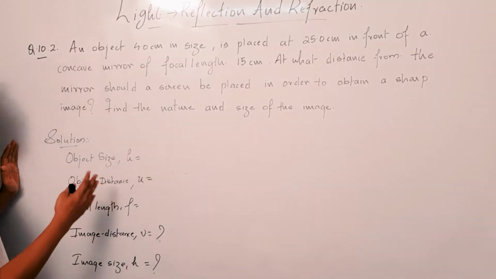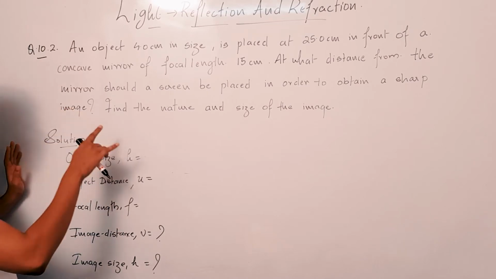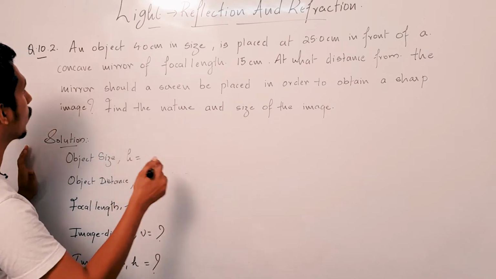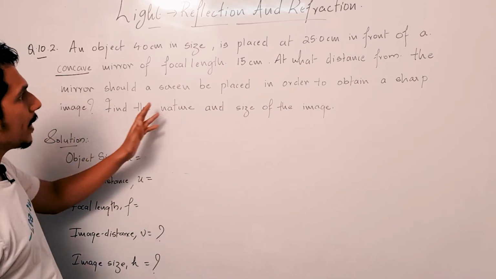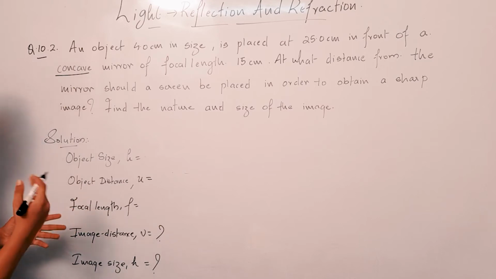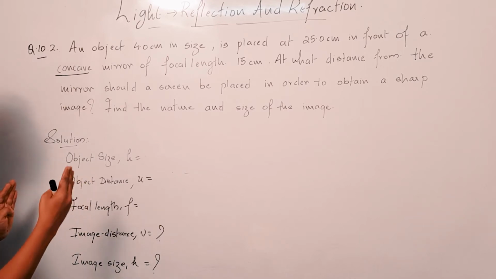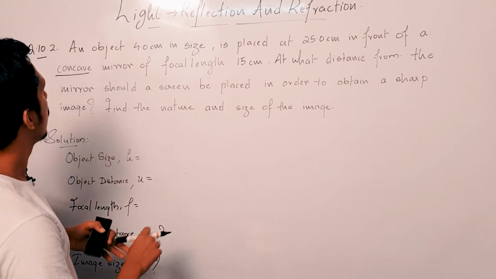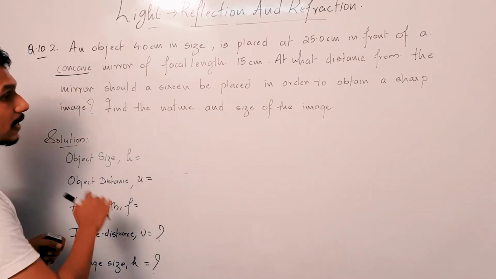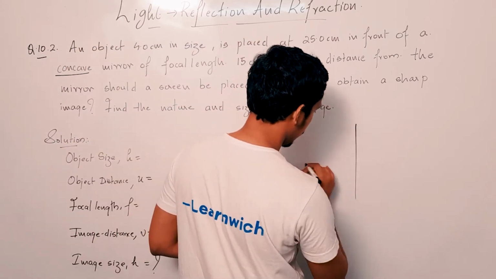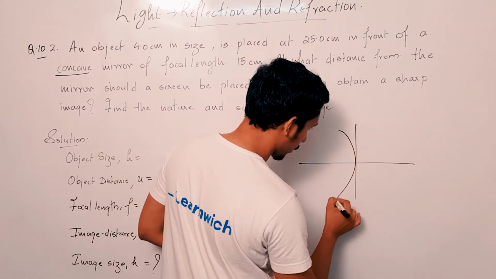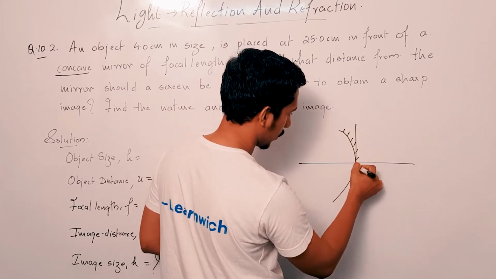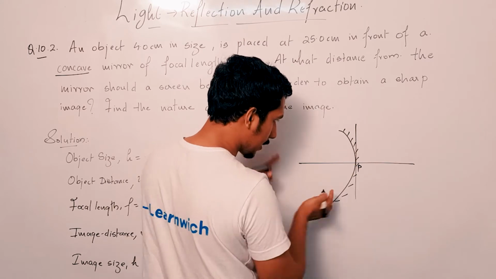Let's look at question number 2. An object 4 cm in size is placed at 25 cm in front of a concave mirror of focal length 15 cm. At what distance from the mirror should a screen be placed in order to obtain a sharp image? Find the nature and size of the image. It's a concave mirror. So when you draw a concave mirror, this is how it would look. This is the pole, this is the rough side, and the inside is the reflecting side.